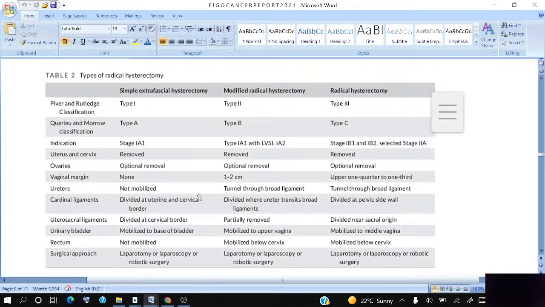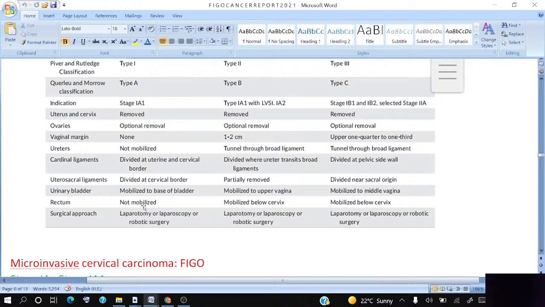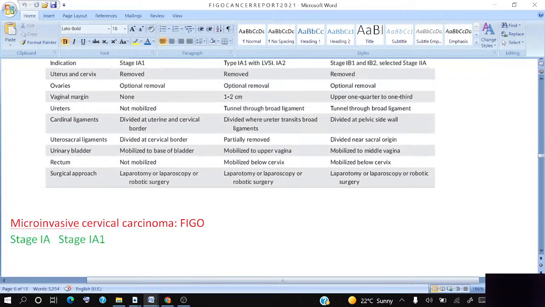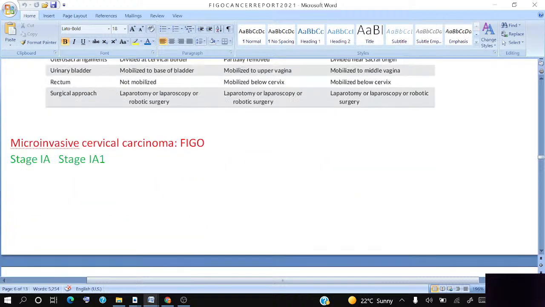The cardinal ligament is going to be divided in type 3, and the uterosacral ligament is divided at the cervical border, partially removed in type 2, and the division is near the sacral region. And even the rectum, if we see the same involvement of stage 1, is not mobilized, but here it is mobilized below the cervix, and type 3 is the same. So for the surgical approach, type 1 can go to laparotomy, laparoscopy and robotic surgery. This is stage 1, and stage 2 will also be laparotomy, laparoscopy and robotic surgery, the same surgery here. Both. Okay, even the third stage will go to the same procedures: laparotomy, laparoscopic or robotic surgeries.